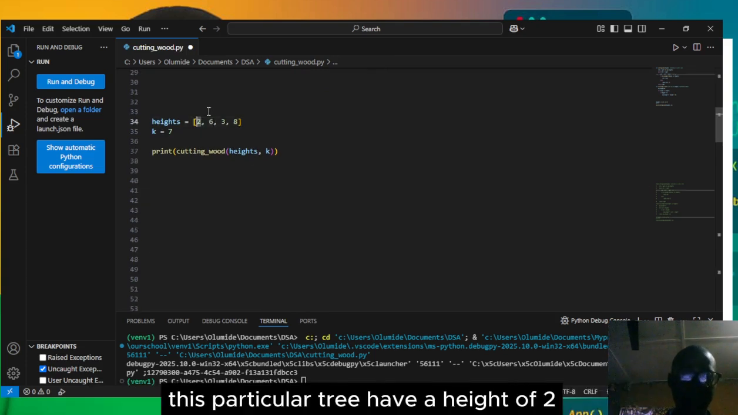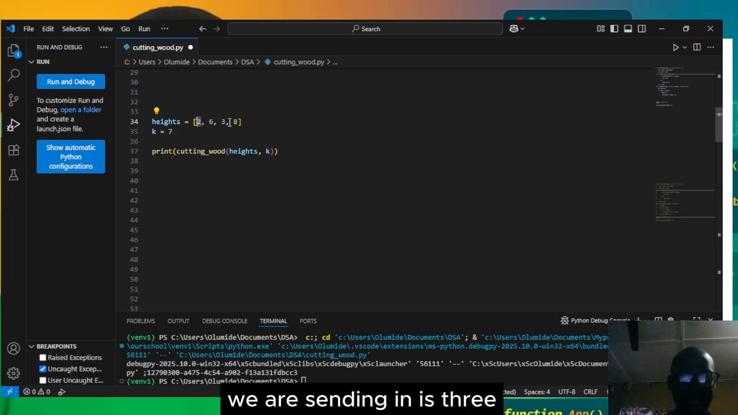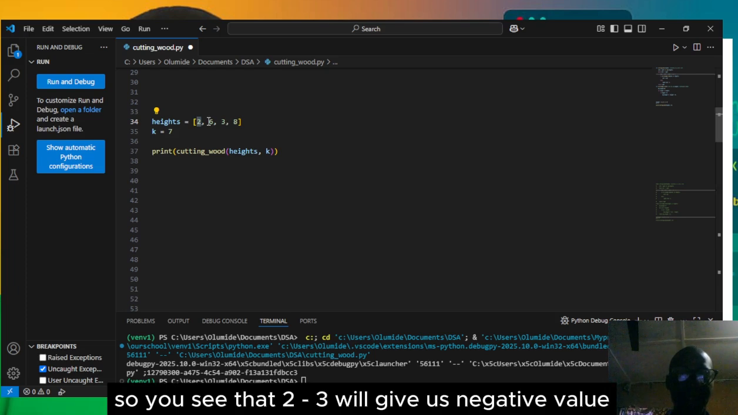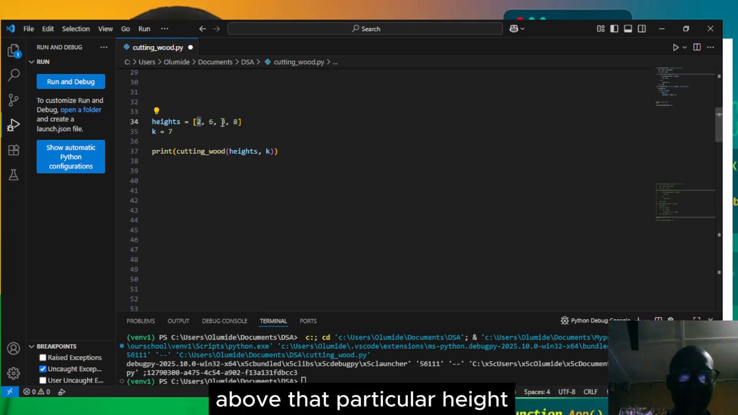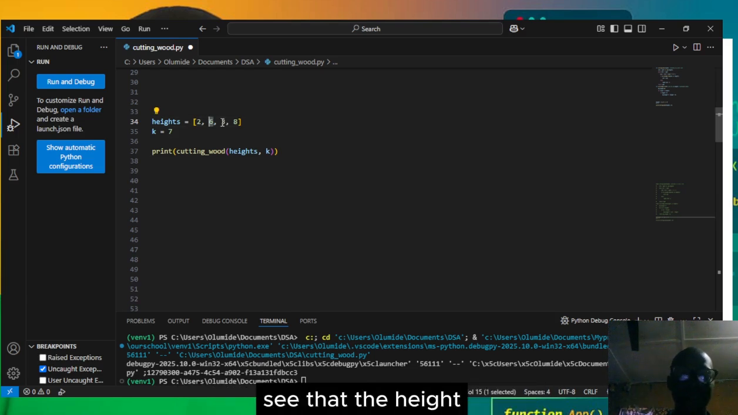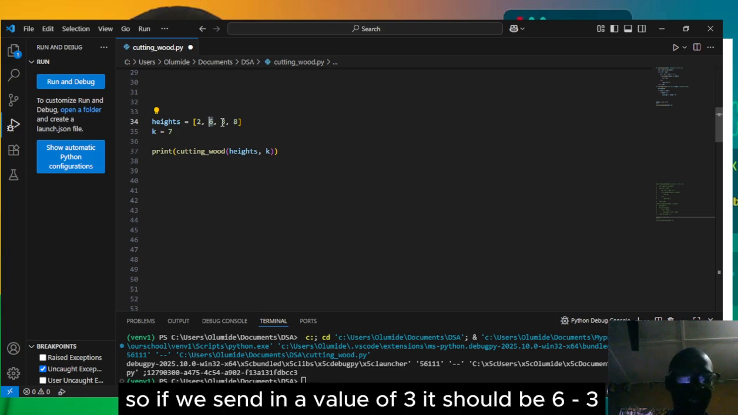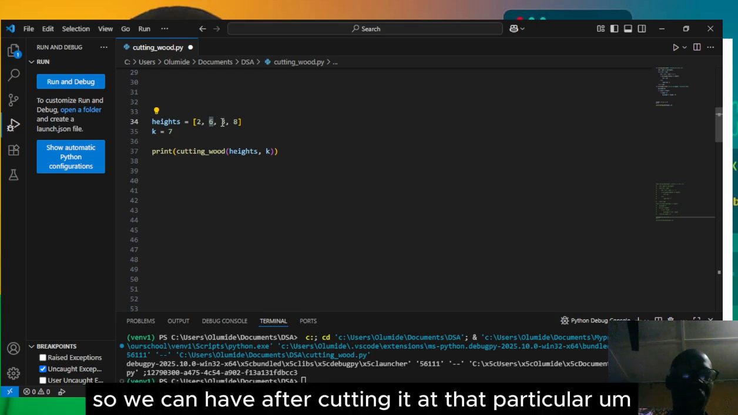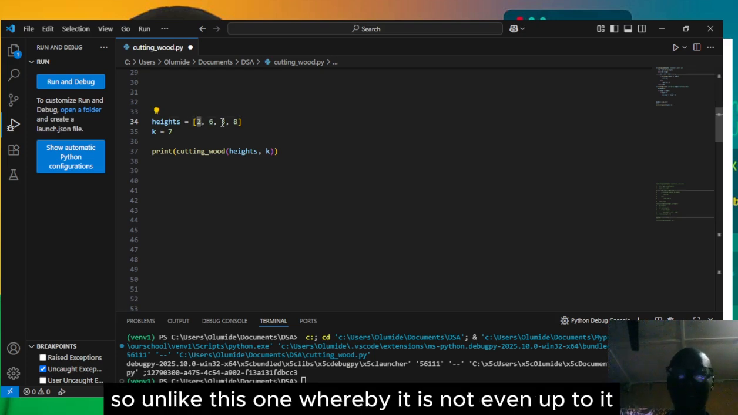This is what we're trying to find really. This particular tree has a height of 2. Now imagine that the height setting that we are sending in is 3. You see that 2 minus 3 will give us a negative value, and we don't want a negative. We just want the total meters of wood that can be cut above that particular height for that tree. Look at 6 for instance. The total height of this particular tree is 6. So if we send in a value of 3, it will be 6 minus 3. After cutting it at that particular setting 3, we still have 3 wood cuts. Unlike this one whereby it's not even up to it.